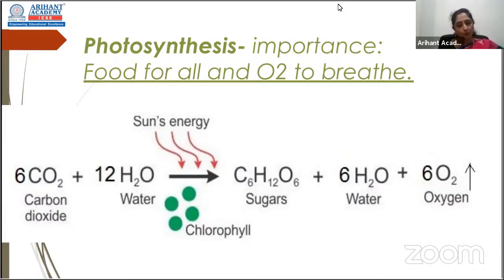The water is used to reduce the carbon dioxide to glucose. Sun's energy, that is sunlight, is needed along with the green pigment chlorophyll, which traps the sun's energy, which helps to split water. It forms glucose, which again polymerizes to form sucrose and starch. We'll speak about it. With 6 molecules of water, which is reused back in the plant body, and 6 molecules of oxygen. Thank you, plants, for giving us oxygen. We are in dire need of it.